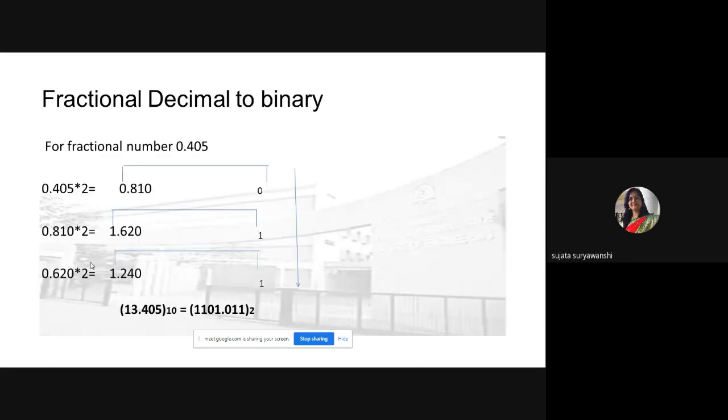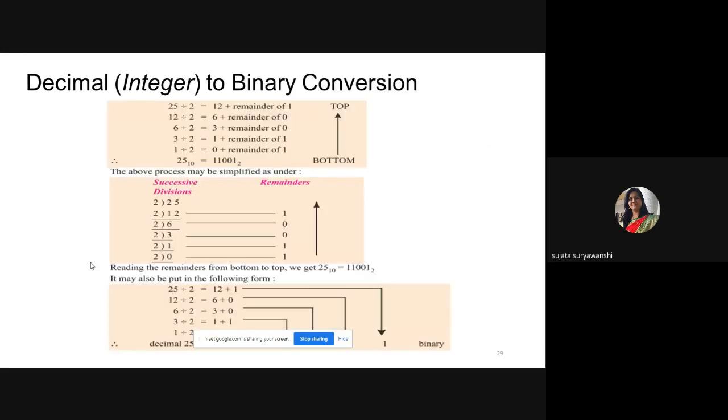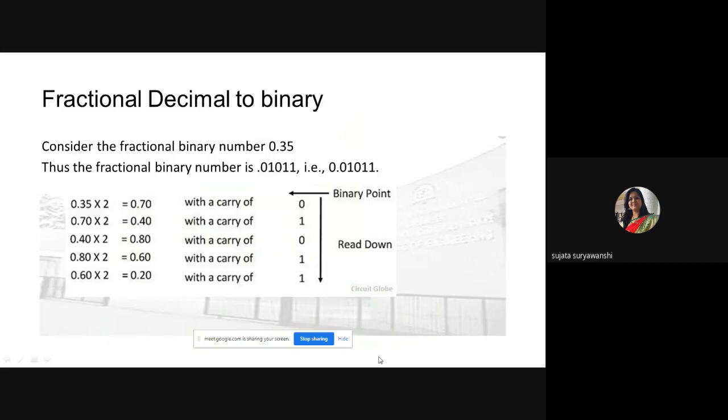So in this way, you can convert any decimal number into a binary number. You have to simply use the procedure, that is successive division for an integer, successive multiplication for a fractional number. Understood? So here the next one is what? Another procedure for the decimal number, the integer part conversion. Here I have explained in the next PPT. No need to explain that PPT.